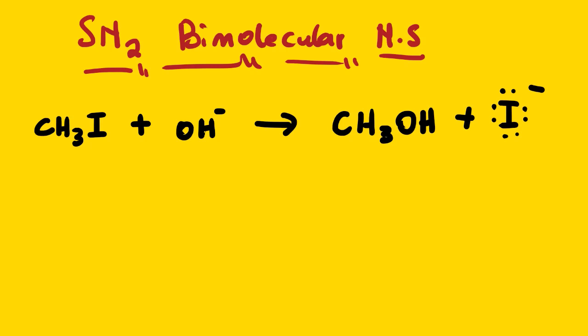Looking at this, we can see that this is our substrate. This will definitely be our nucleophile. This will be our product. And then this will be the leaving group. But let us break this down into details. So drawing the Lewis dot diagram of iodomethane, we have something like this.